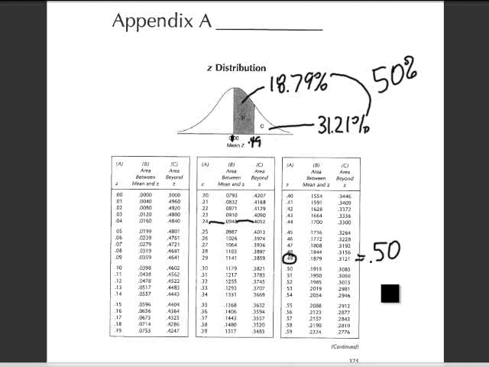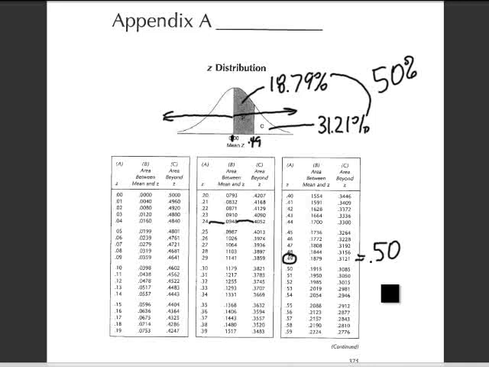Now I want you to see if you can find the table for the negative z-scores, and I'll save you some time because there is no such thing as a table for negative z-scores, because there's not any need for one. And that's because, as we will recall, the normal curve is symmetrical. So if 50% of the scores are over on the right-hand side of the mean, that implies that there are also 50% over on the left-hand side.